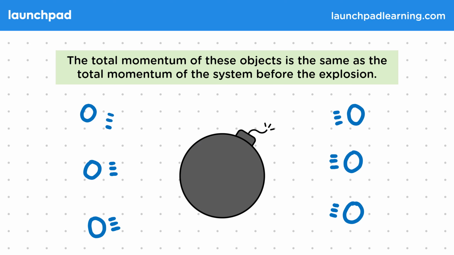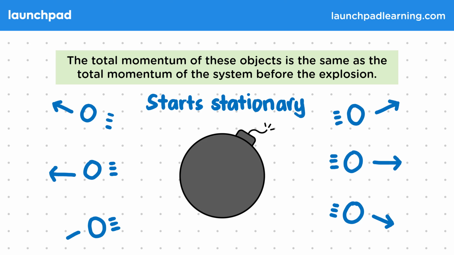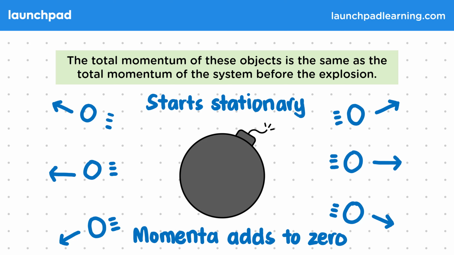Now let's assume that before the explosion, the bomb was stationary. So the total momentum in the system before the explosion was 0, as nothing was moving. Then after the explosion, we can take the vector sum of all the momenta of the particles. If we do so, we'd find that their momenta add to 0. This is because momentum acts as a vector. So if a particle has momentum in one direction, that would be cancelled out by particles with momentum in the opposite direction. So since we start with 0 momentum and end with 0 momentum, the total momentum has been conserved.